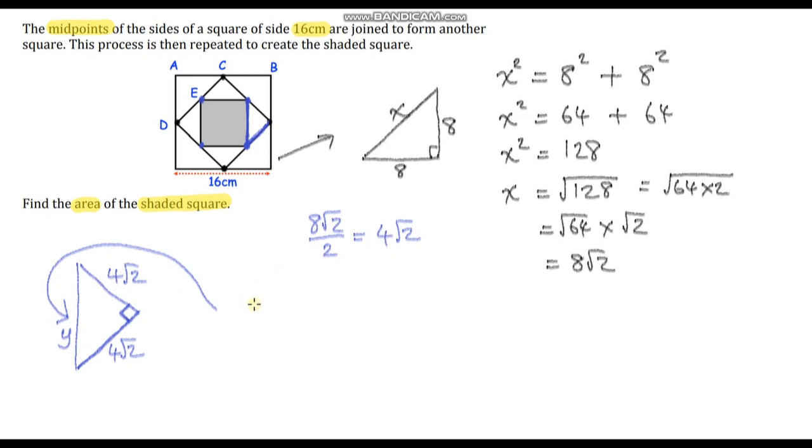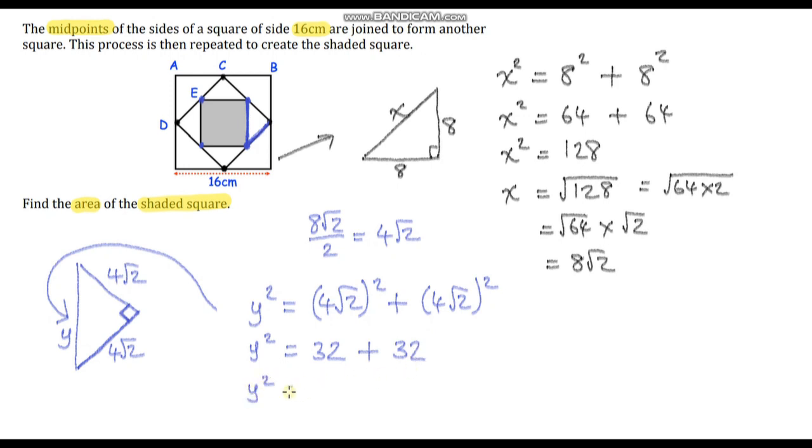So using Pythagoras again, we can say that y squared is equal to 4 root 2, all of that squared, plus 4 root 2, all of that squared. We're just squaring each of the shorter lengths. So what is 4 root 2 squared? Well, 4 squared is 16. Root 2 squared is just 2. 16 times 2 is 32. So all of this is 32. And this is going to be the same. This is going to be another 32.